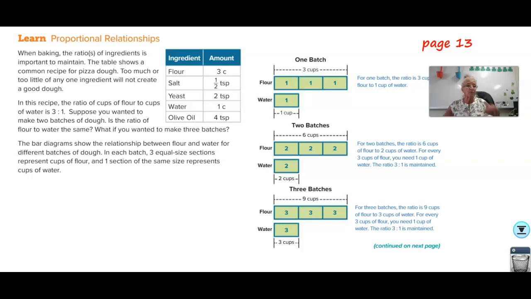You have to increase both, and you increase them by the same amount. So if you were going to double the flour, you have to double the water. That's basically what this says. If you're going to triple the flour, you have to triple the water.